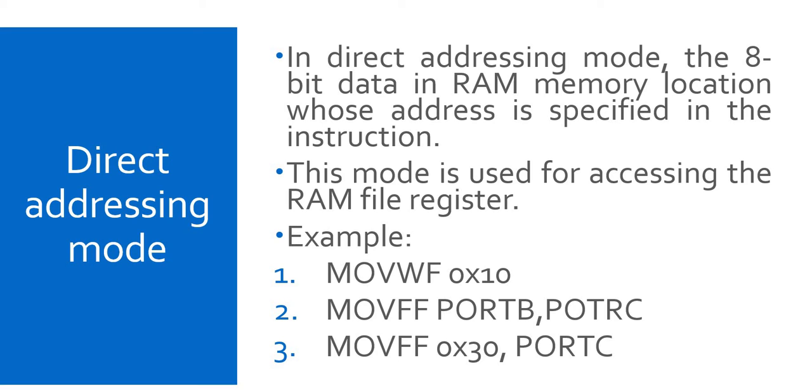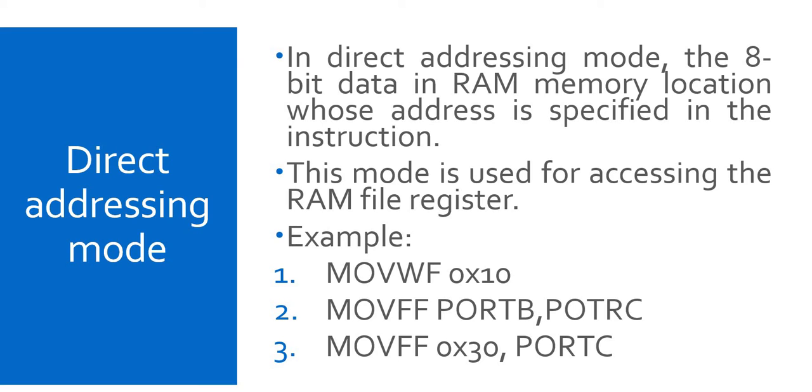So when you have the instruction MOVWF, you're moving content from the working register to the file register. And what is the address of that file register? That address is provided in the instruction itself. So 0x10 is the address of the file register where you have to move the contents of the working register. Similarly, the next instruction denotes the movement of content between registers themselves. You have two registers, namely PORTB and PORTC. Here instead of providing the address, we are providing the names of those registers.